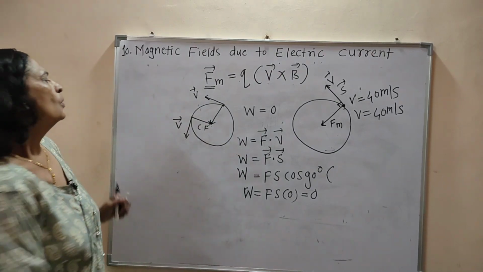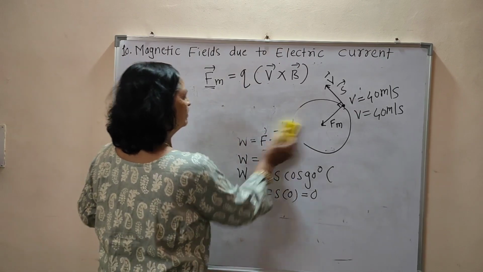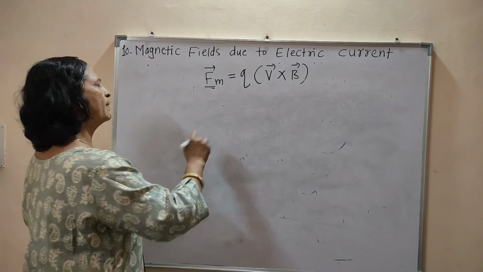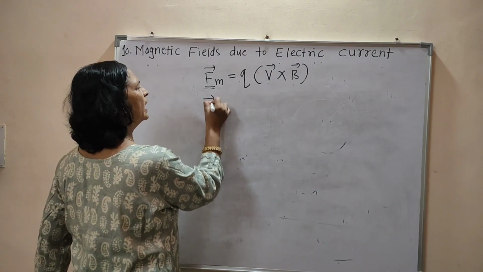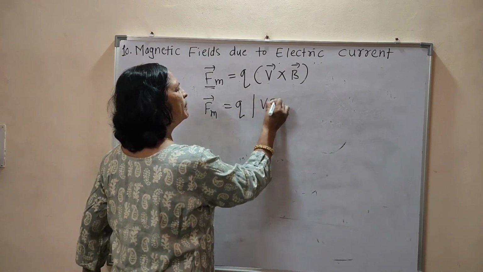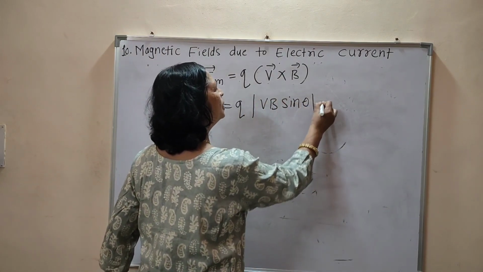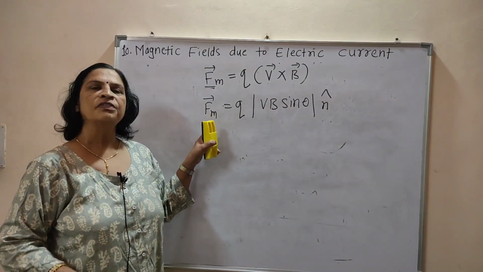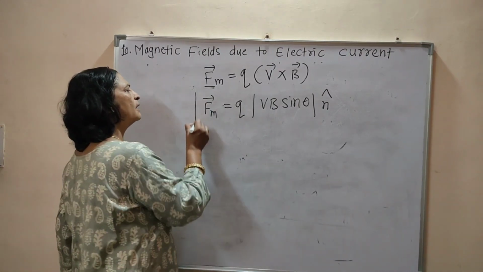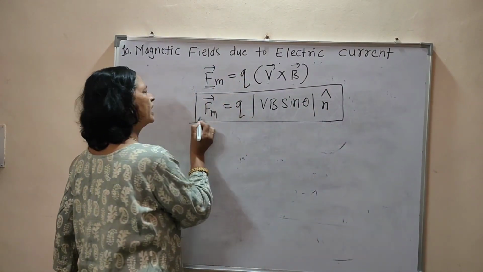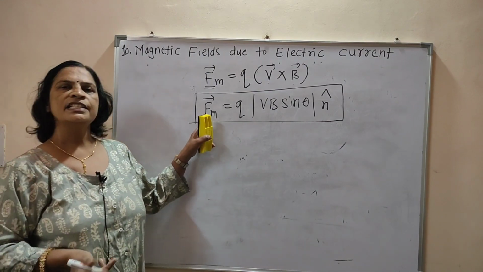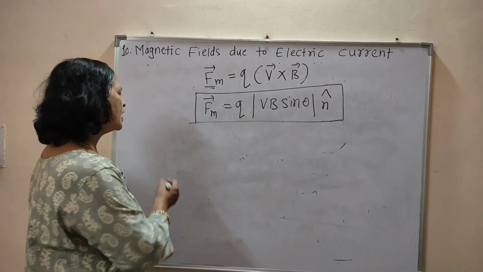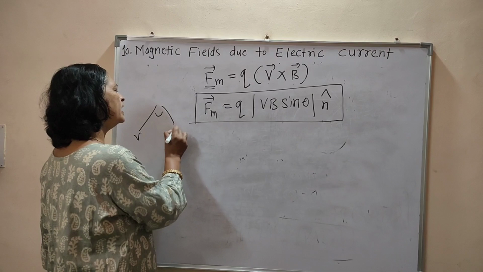Then what is the SI unit of this B? In vector form, we can write this force in this manner. Fm is equal to QVB sin theta. This is the magnitude, and n cap is the unit vector in the direction of this force. This is another form of a magnetic force. We can write the second vector form of this magnetic force, and theta is the angle between V and B. Means there should be some angle between V and B.